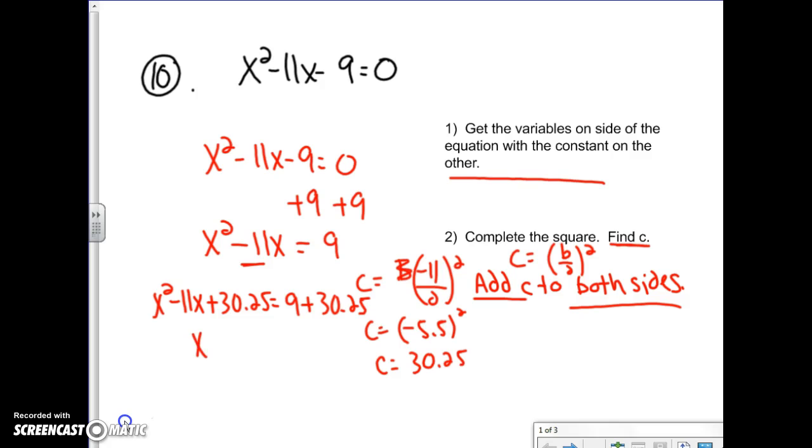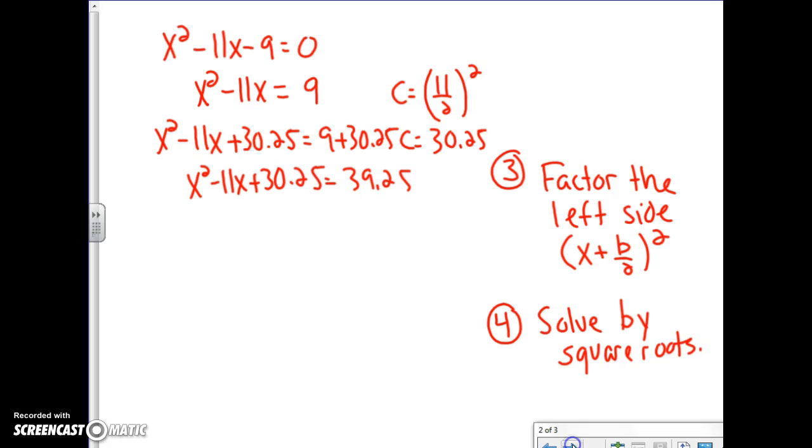So right now, I have x squared minus 11x plus 30.25 equals 39.25. So I have x squared minus 11x plus 30.25 equals 39.25. Well, the next thing that I want to do is factor. Step 3 is to factor the left side of the equation. So I'm going to factor x squared minus 11x plus 30.25.